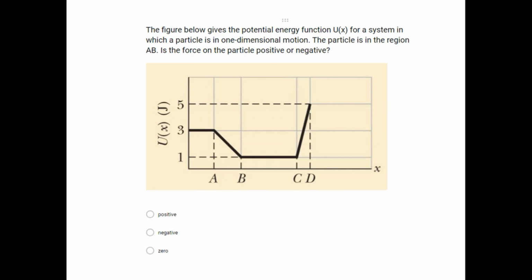Let's try another checkpoint. We have the potential energy function for a system where the particle is in one-dimensional motion again. Now the particle is in the region AB. What is the force on it? Well, if we do minus dU by dx, now the dU by dx is the slope, and the slope here is negative. But since we have a minus before the equation, our total force here will be positive, because minus times minus is a plus.